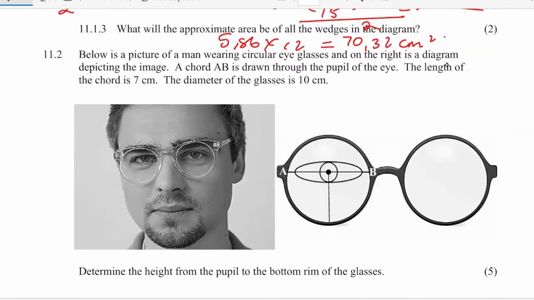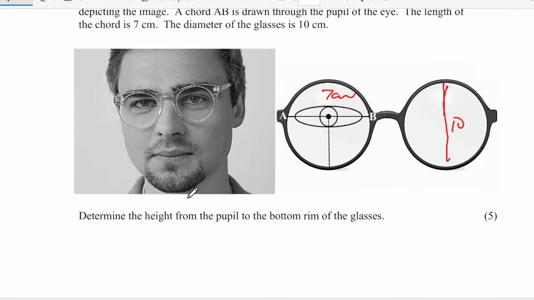Question 11, below is a picture of a man that's wearing circular eyeglasses. And on the right is a diagram depicting the image. So there's a chord, AB, that is drawn through the pupil. The length of the chord is 7. And then the diameter of the glass is 10. Okay. They want us to determine the height from the pupil to the bottom of the glass. So this distance is what they want us to get.